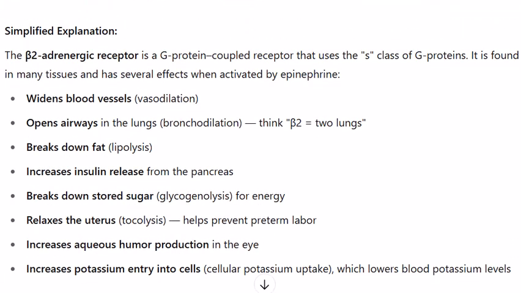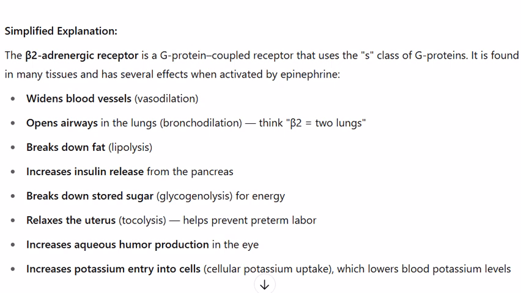The β2 adrenergic receptor is a G protein coupled receptor that uses the Gs class of G proteins. It is found in many tissues and has several effects when activated by epinephrine. Widens blood vessels, vasodilation. Opens airways in the lungs, bronchodilation. Think β2 equals 2 lungs.